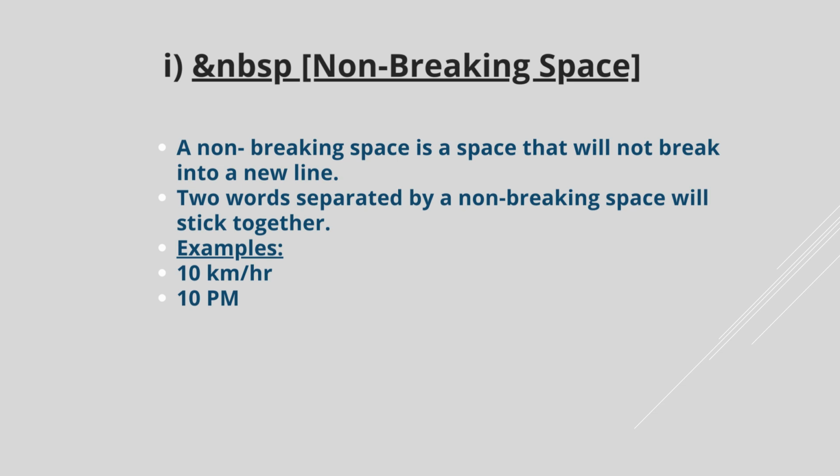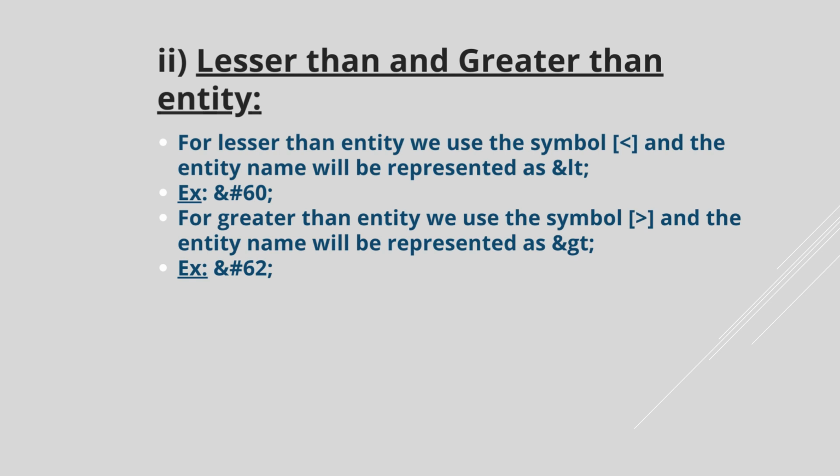Then we have &nbsp;, which is the non-breaking space. A non-breaking space is a space that will not break into a new line. Two words separated by a non-breaking space will stick together. For example, as you can see here, 10 km/h, and next, 10 p.m. Then we have the less than and greater than entities, which are also very important.